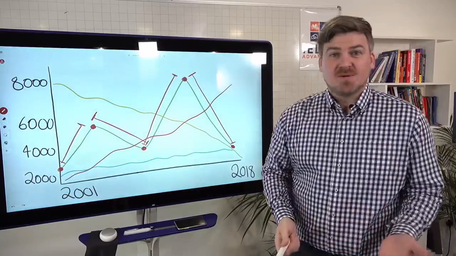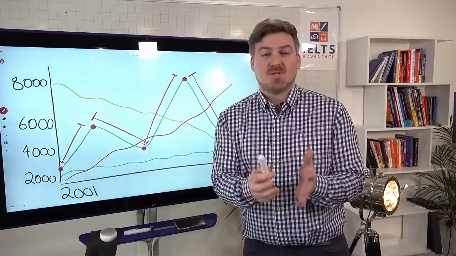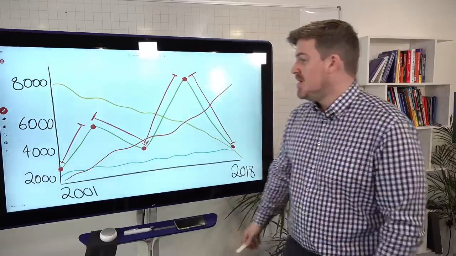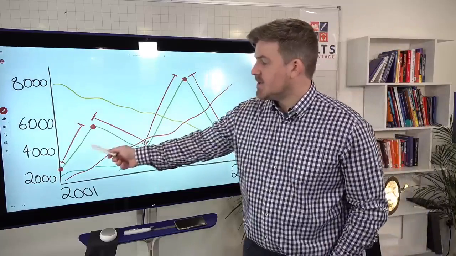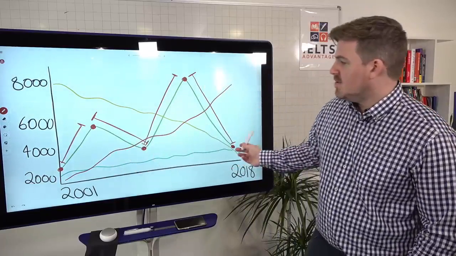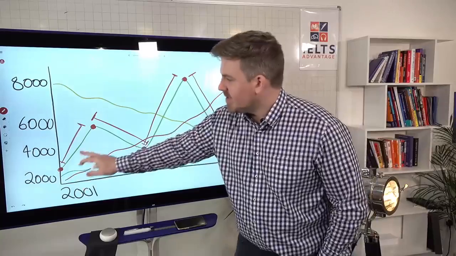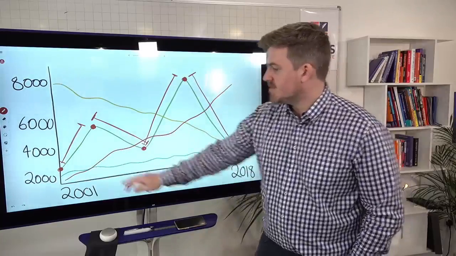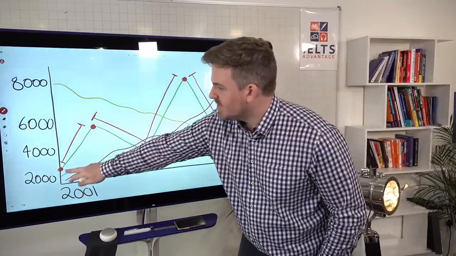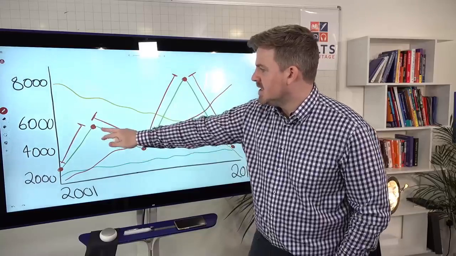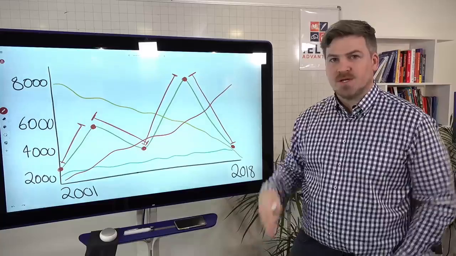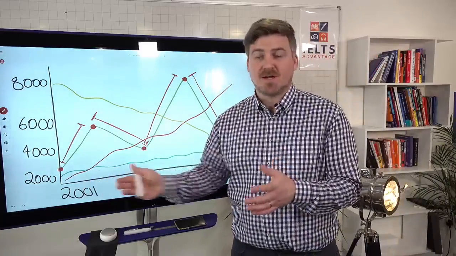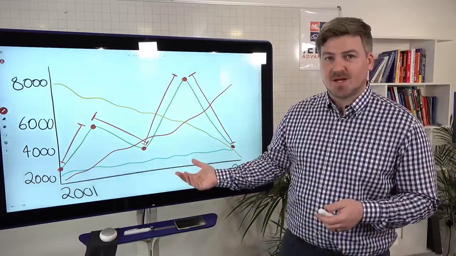And how do you write about details? Again, I don't have time to talk about this in a lot of detail, but let's say, for example, you wanted to write about this green line. How could you do that? Well, you just break it up into different parts. So from 2001 to this point, it went from 2000 to about 6000, and then from this point to this point, this point to this point, and this point to this point. And just breaking it down, simplifying it, would make it very easy for you to write about that.